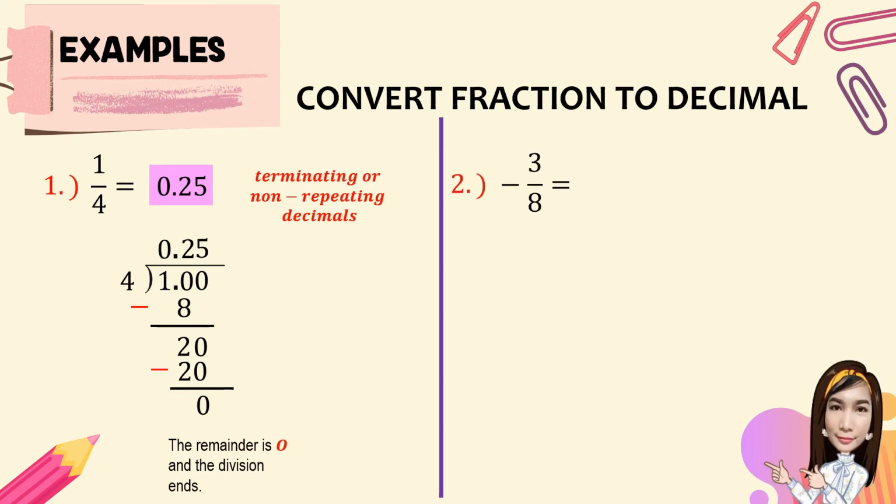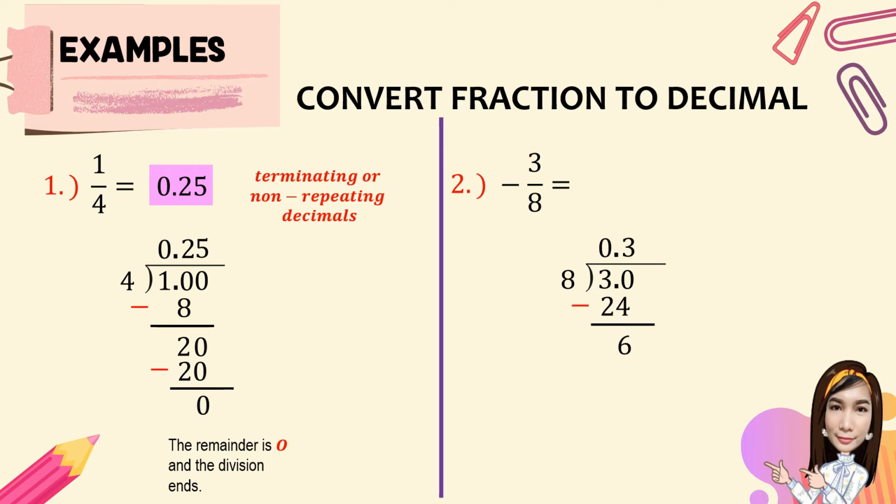For number 2, we have negative 3 over 8. So simply divide 3 by 8. Cannot be, so we write 0. Then we add a decimal point on the divisor and also on the quotient. Then we add 0 on the divisor. So that will become 30. 30 divided by 8 is 3. 3 times 8 is 24. Then subtract 30 minus 24, we have 6.